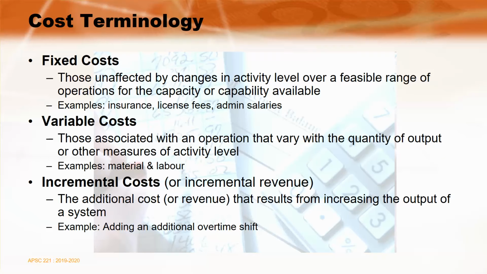There would be some variable costs. Obviously, there's material and labor involved in that Saturday shift. They would be both variable and incremental. And there would be some fixed costs that could be associated with that overtime shift. So again, we can classify things in many different ways.